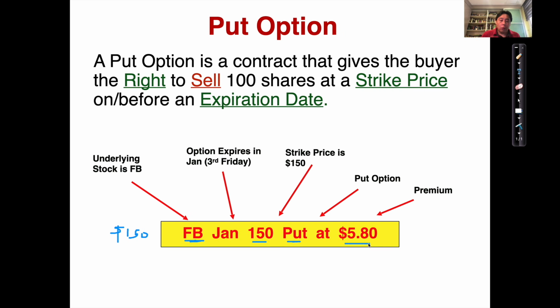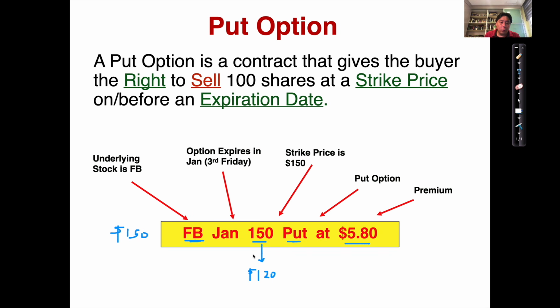Okay, so let's imagine once you buy the put option, Facebook indeed goes down in price. So Facebook, say, drops to $120. Are you happy? Yes, you are happy. Why? Because you have the right to sell Facebook shares at $150, but now it's at $120. So theoretically, you could buy shares from the market at $120 and sell it at $150 to the put seller.